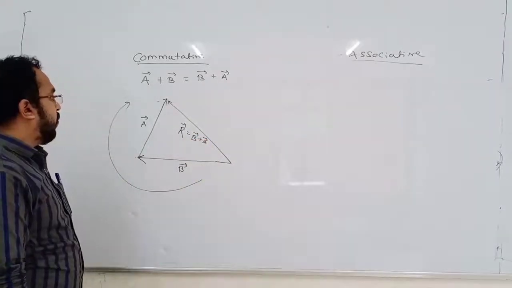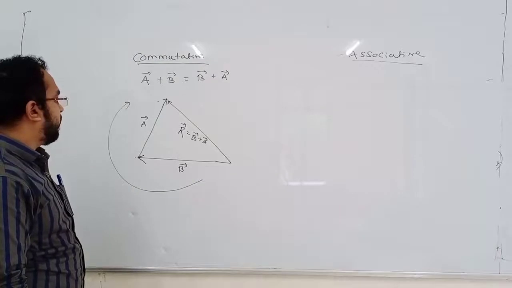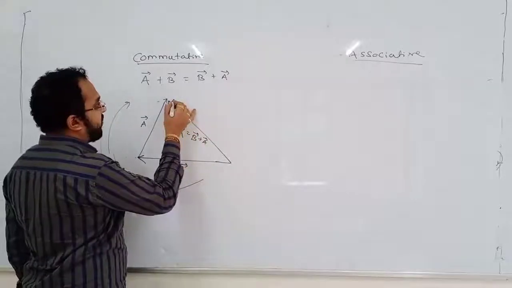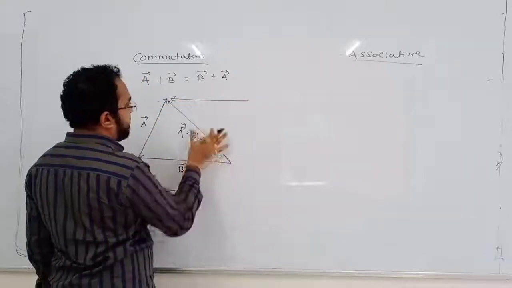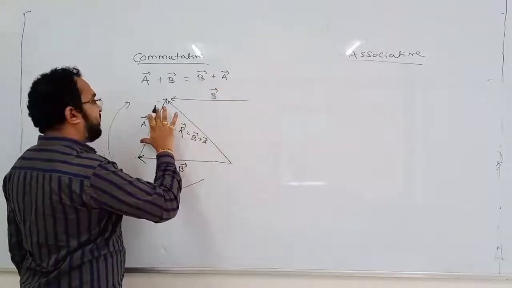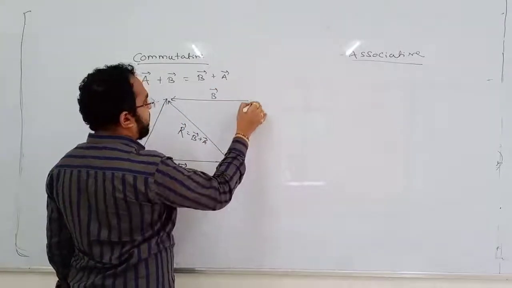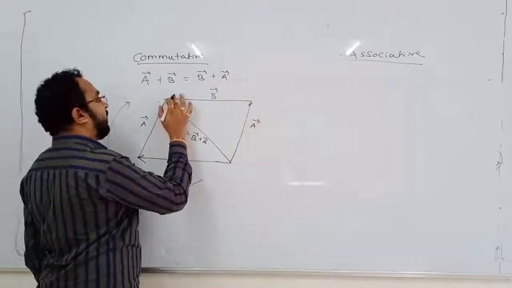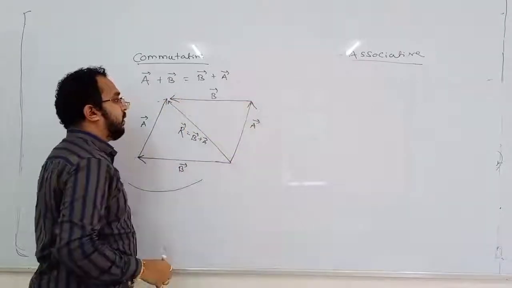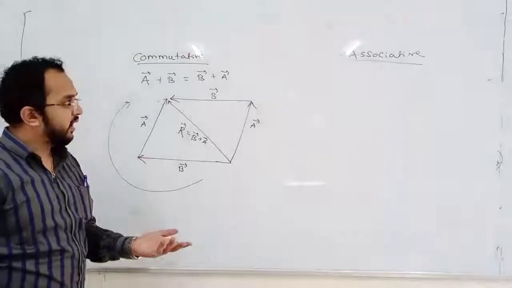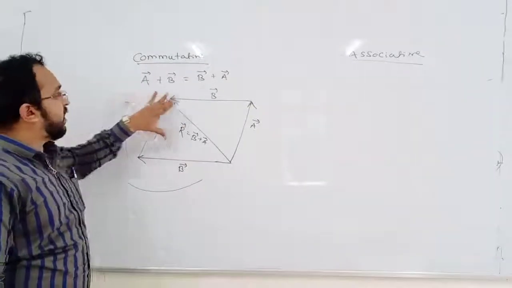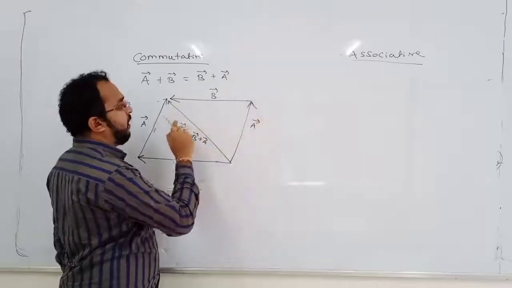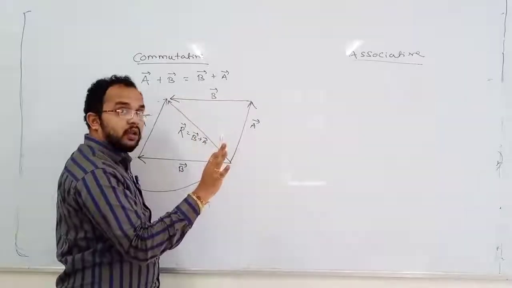Now, one more thing. If I shift this B upward here as it is, and if I shift this A here like this, now see, as in the last example we studied, I can shift this A here and B here. So now here also it is tail to head. Now these two are also in the same manner.